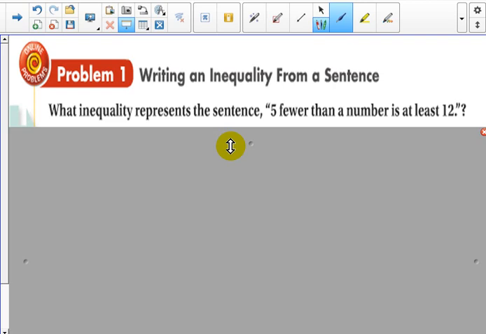It says, what inequality represents the sentence 5 fewer than a number is at least 12? Five fewer than a number is at least 12. So let's dissect this. We've already done the 5 fewer than a number. But usually they were saying 5 fewer than a number x or a number t. But they don't tell us what number to use. When they don't, we just use x. So 5 fewer than a number is going to be x minus 5. Everybody agree there?